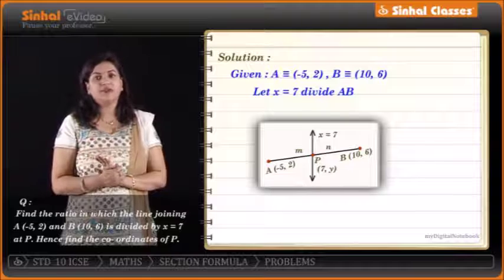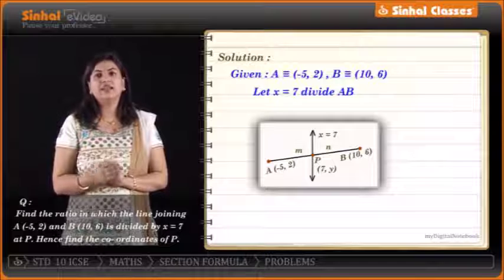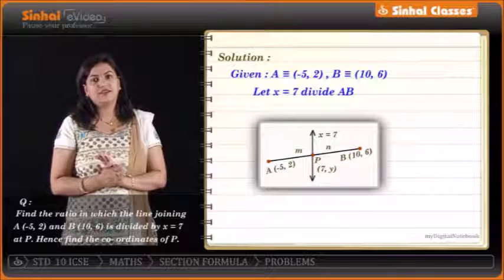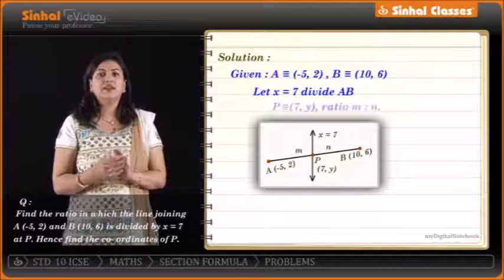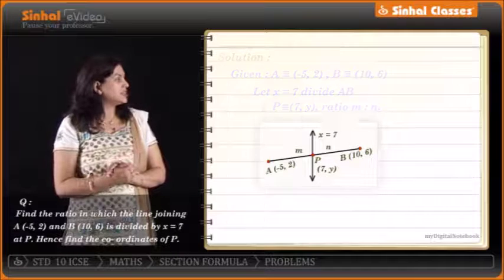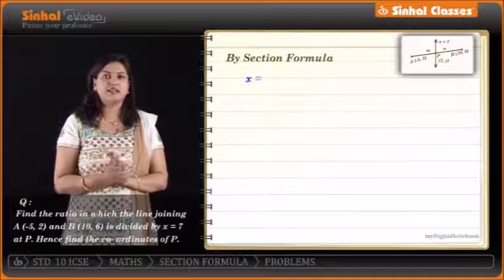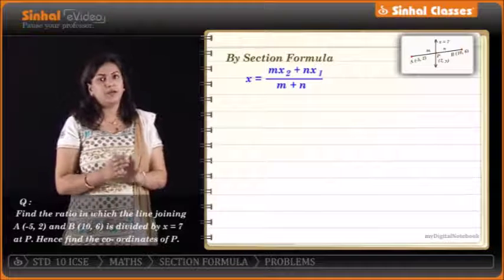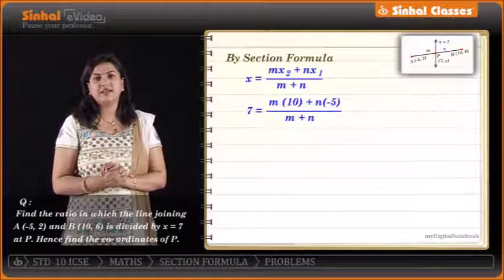Now let this point P have coordinates x, y. Since P is on the line x is equal to 7, the x coordinate for the point P will be 7. So we have the point P as 7, y. Now we need to find the ratio in which it divides. So by section formula, we have x is equal to mx2 plus nx1 upon m plus n, that is 7 is equal to m into 10 plus n into -5 upon m plus n.